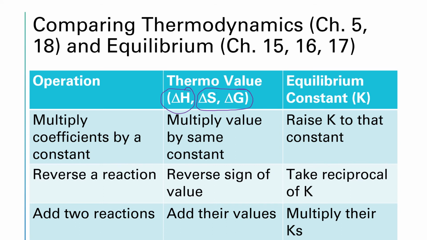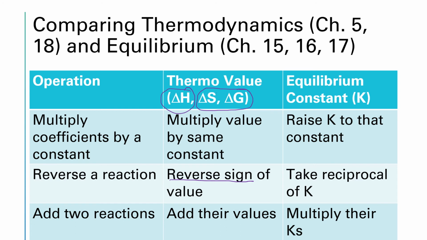So if we multiply all of the coefficients by a constant, for the thermo values like delta H, we're going to multiply the value of delta H by that same constant. But not so with equilibrium. We're going to raise the equilibrium constant to the power of that constant that we multiplied all of the coefficients by. If you reverse a reaction in thermodynamics, we're going to change the sign. So an endothermic reaction becomes exothermic. But with the equilibrium constant, we're going to take the reciprocal of K if we reverse the reaction.